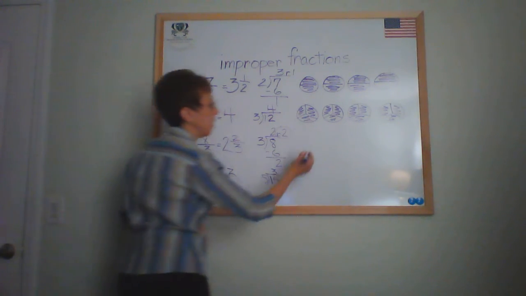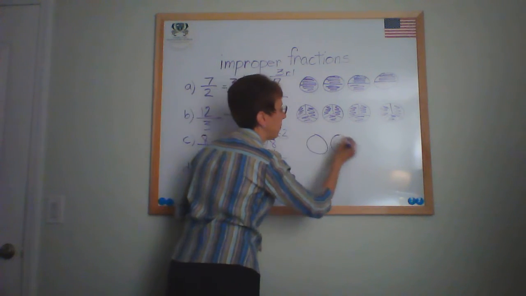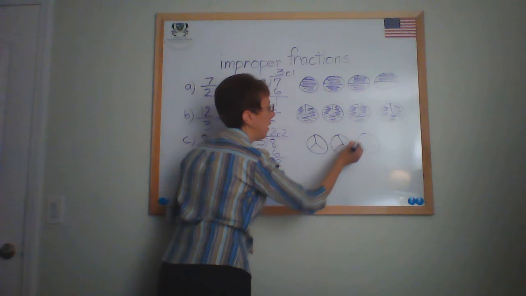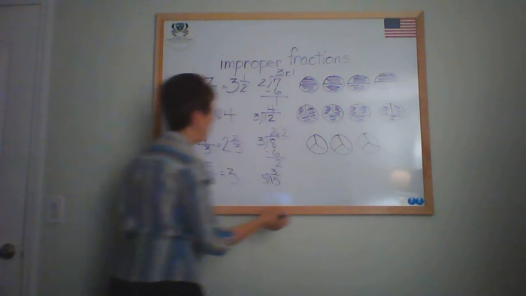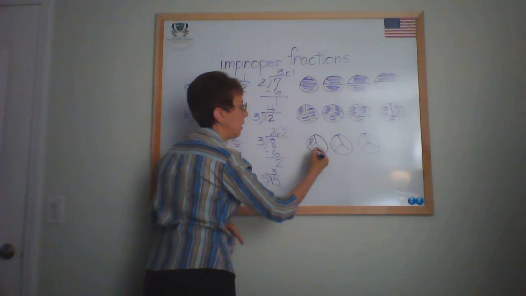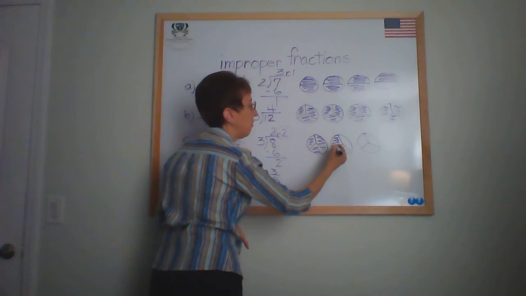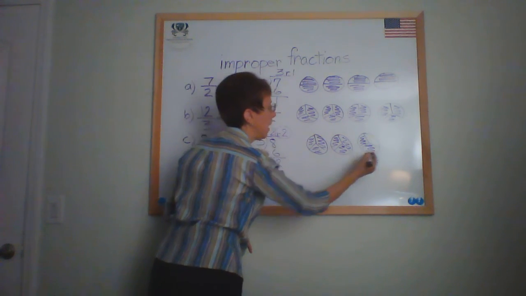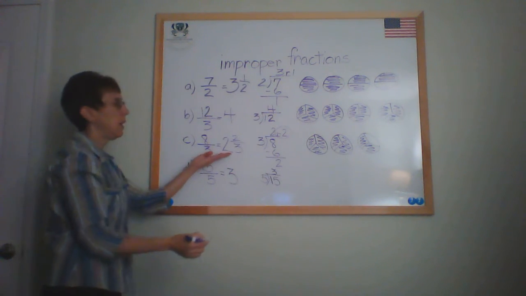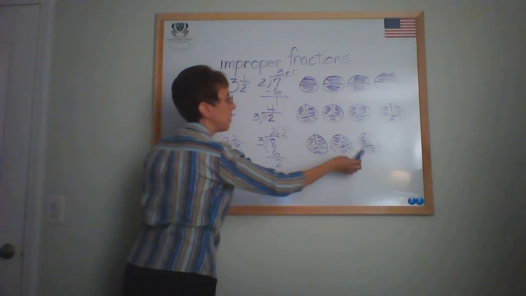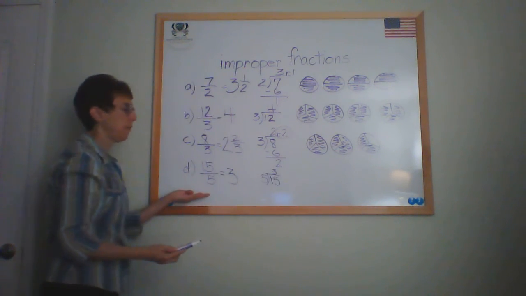8 thirds. Again, they're thirds, so each circle is divided up into thirds. 8 of those thirds need to be shaded in. 1, 2, 3, 4, 5, 6, 7, 8. 8 thirds are shaded in. It's also the same as 2 and 2 thirds: 2 whole circles and 2 thirds of another.